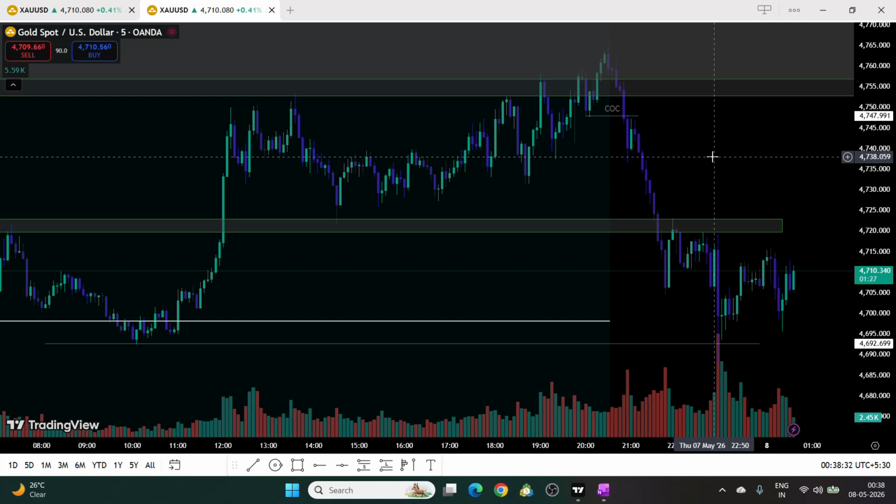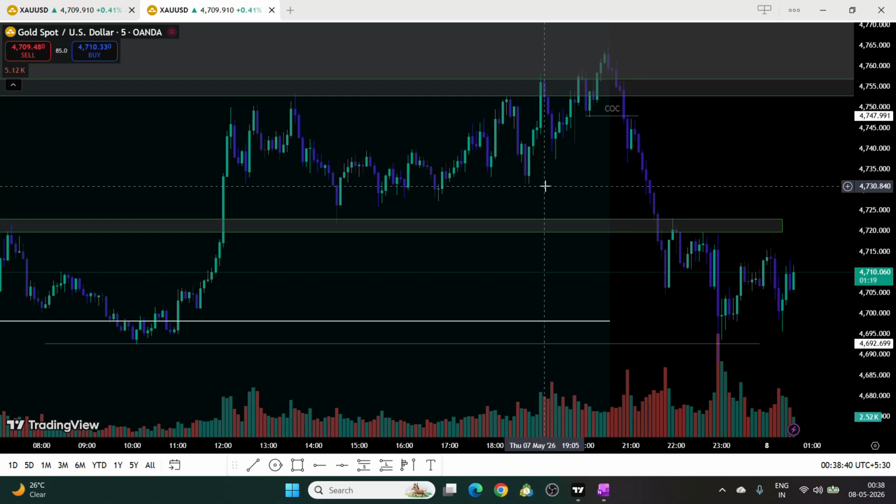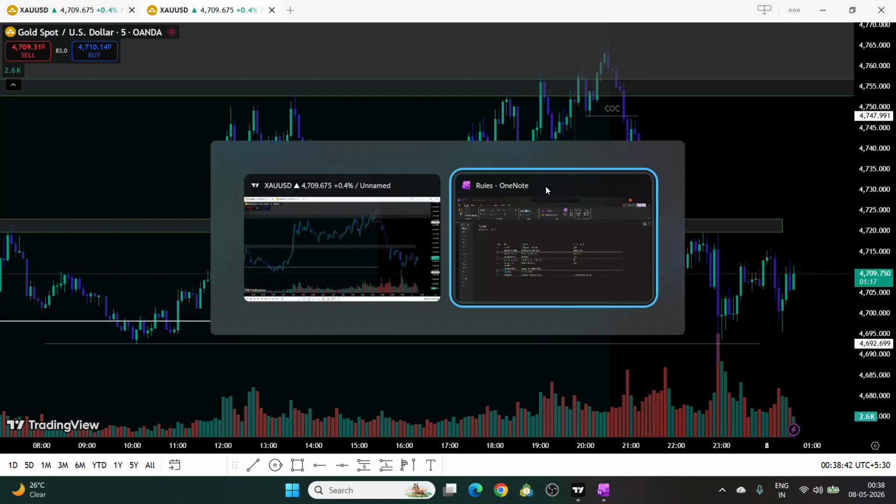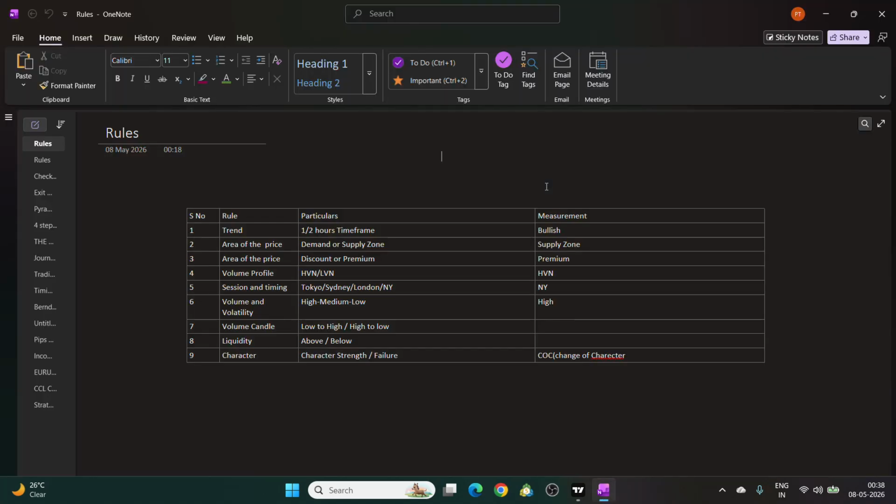Before going to that, I have some separate rules, a mechanical process, for how to take an entry. I will show you. See, whenever I want to take an entry, I have a separate set of rules. These are them. First, I will see the trend in the 1 or 2 hours time frame.